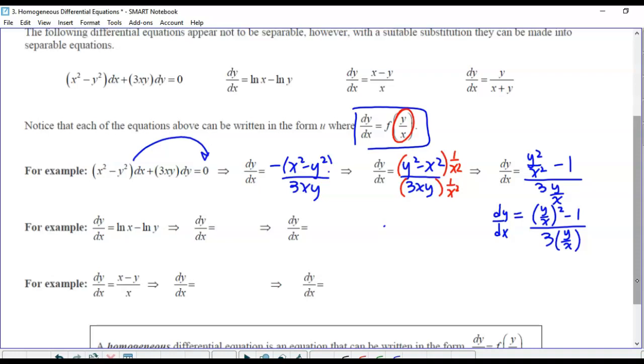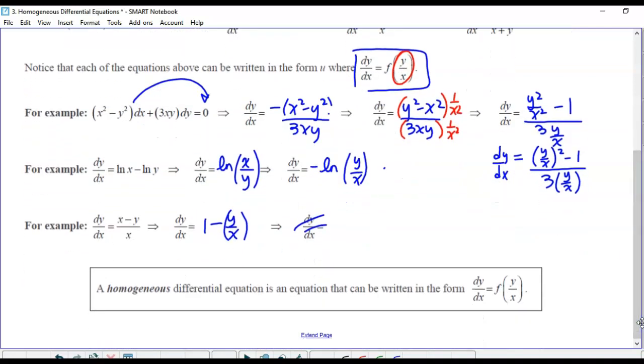Next one, using your log laws, that's x over y. So if we want it in terms of y over x, it's just going to be negative log. Here we can split this up into 2 terms. That's going to be 1 minus y over x. We don't really need brackets around that. Okay, so all of those we could express as a function of y over x. So that's what you call a homogeneous differential equation.